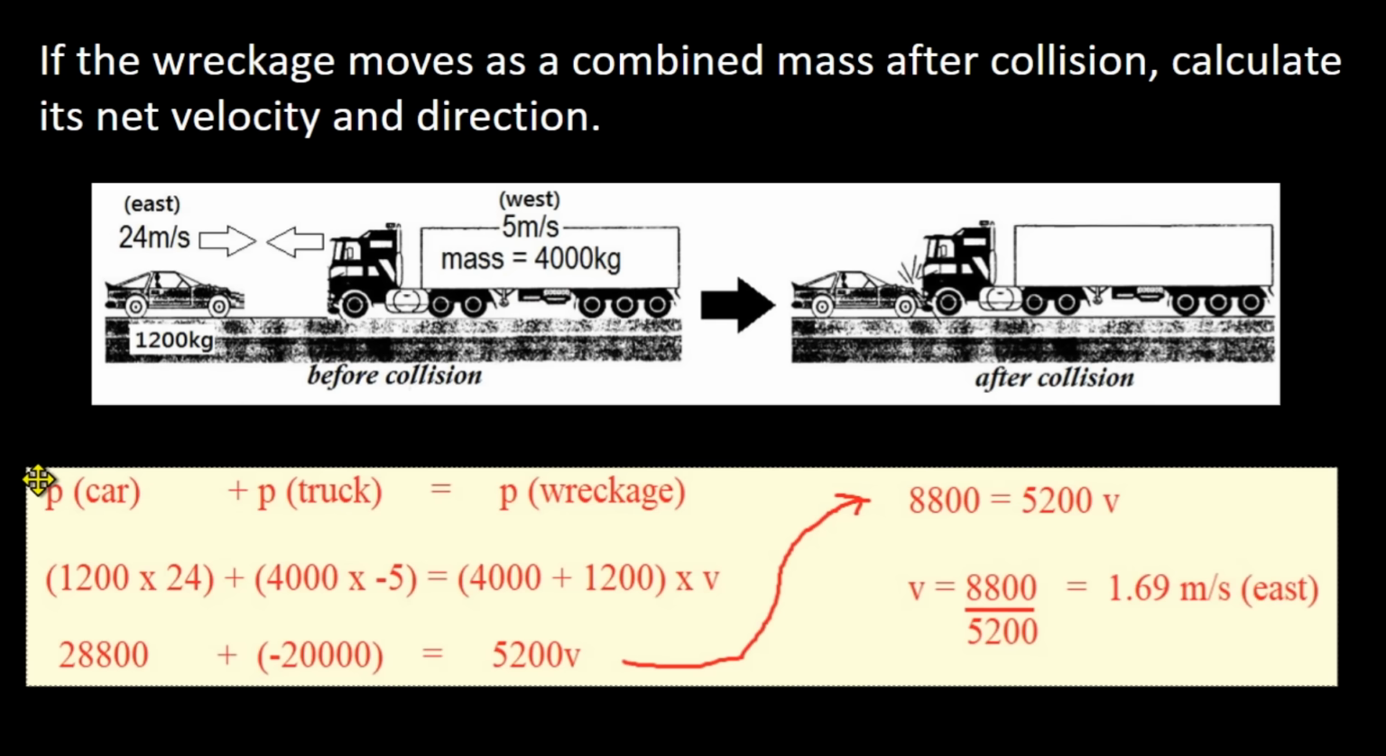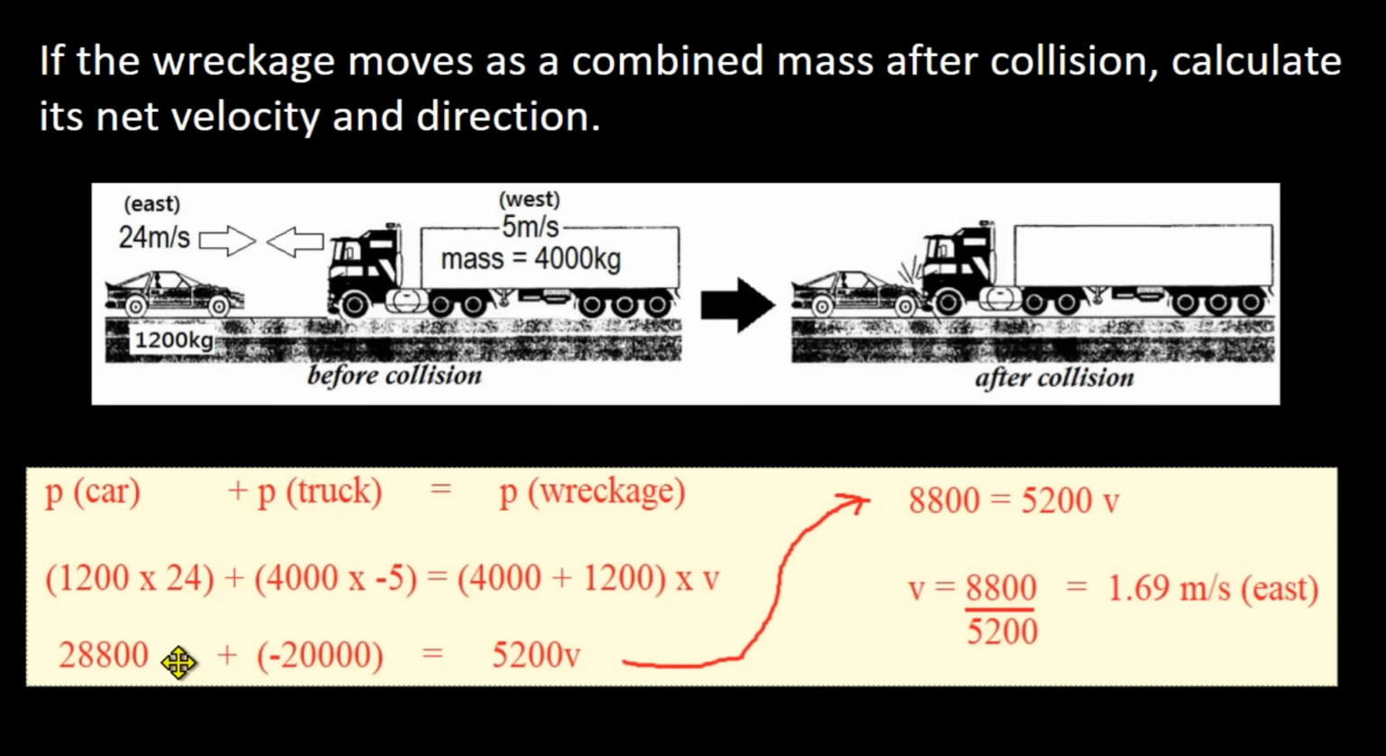The momentum of the car is going to be 1,200 times 24, and that's going to be 28,800. The momentum of the truck is going to be 4,000 times -5. Why negative? Because it's actually headed in the opposite direction. So the momentum of the truck is going to be -20,000. Now, the wreckage combined is going to be 1,200 plus 4,000. That'll be the mass, 5,200.